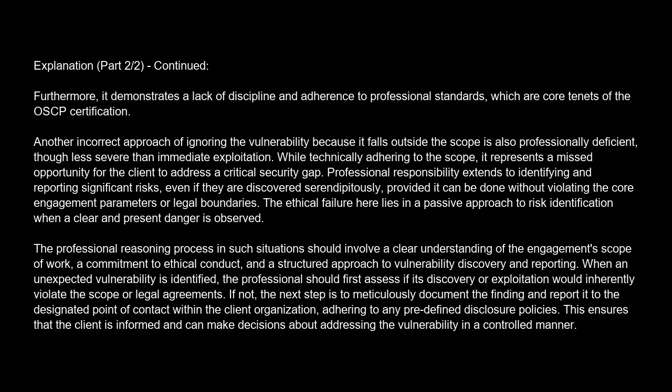The professional reasoning process in such situations should involve a clear understanding of the engagement scope of work, a commitment to ethical conduct, and a structured approach to vulnerability discovery and reporting. When an unexpected vulnerability is identified, the professional should first assess if its discovery or exploitation would inherently violate the scope or legal agreements. If not, the next step is to meticulously document the finding and report it to the designated point of contact within the client organization, adhering to any predefined disclosure policies. This ensures that the client is informed and can make decisions about addressing the vulnerability in a controlled manner.